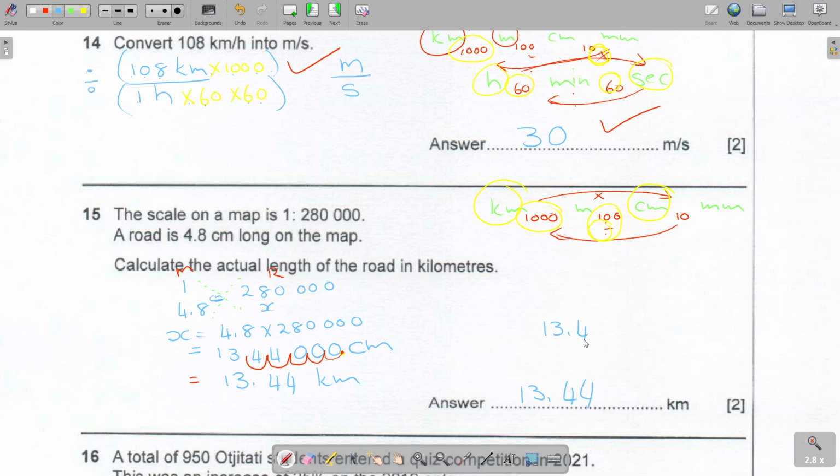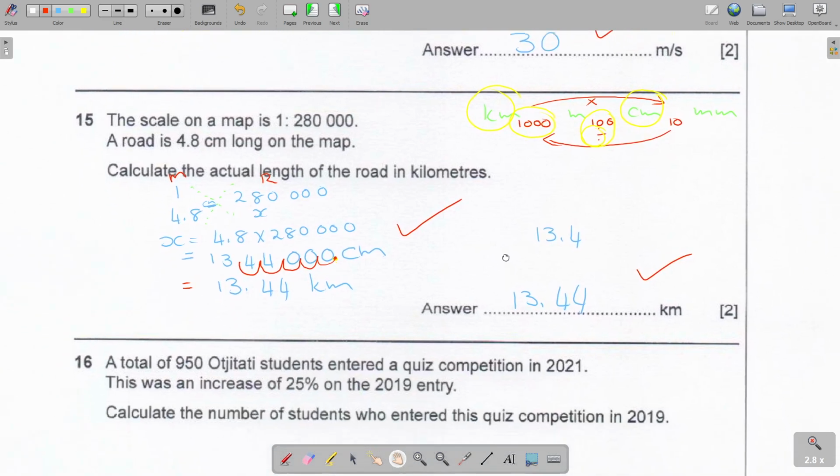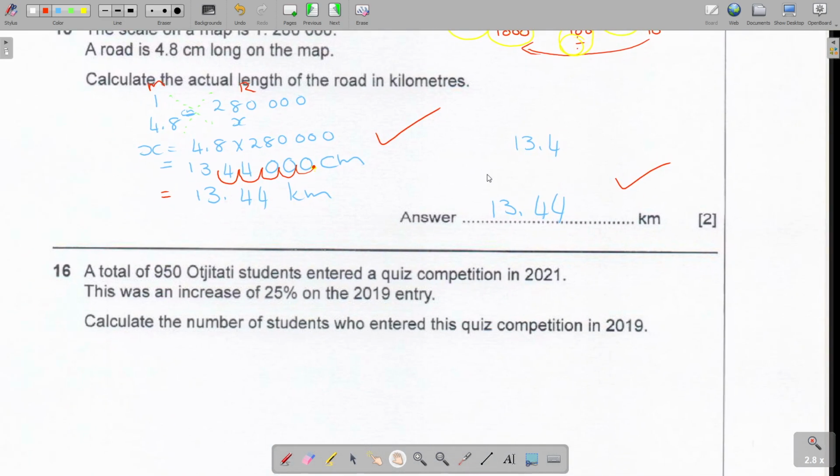But this is actually what they are talking about when they say if the answer is exact. Again, they gave a mark if they saw that calculation, or that you came to that, and then for the final, converting to kilometers. Okay, let's do the next one, number 16.